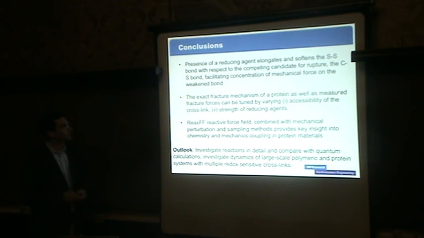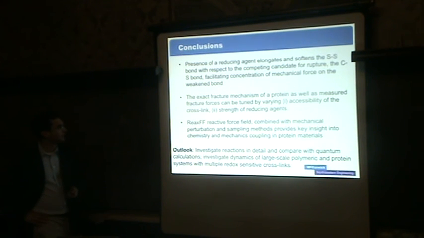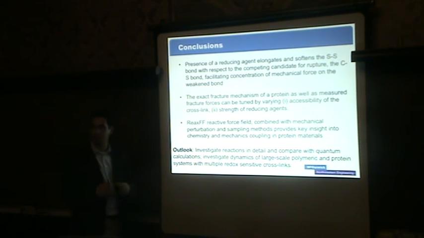We observe that the exact fracture mechanism is very much dependent on localized features such as accessibility of the specific crosslink, as well as chemical environment, availability of reducing agents, and so forth. We're hoping that we can use the reactive formulations to really understand how the chemical bonds can break in different environments. And then the outlook is to compare these with quantum calculations and experiments, and then investigate the dynamics of large polymeric and protein systems where you can have multiple crosslinks and shuffling between these different crosslinks to create some sort of a multifunctional system.